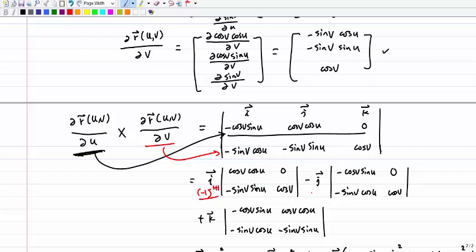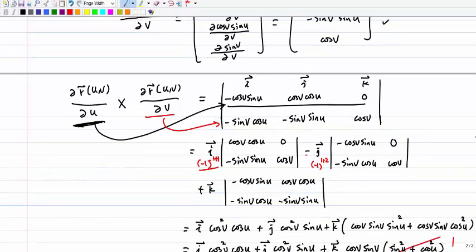And this one you have (-1) to the power 1 plus 2. That's why you have a negative sign. Put a negative sign here. Then you delete the row and column this j is on, so it's the first row and the second column. So you have the remaining 2 by 2 matrix, and you take the determinant of that.